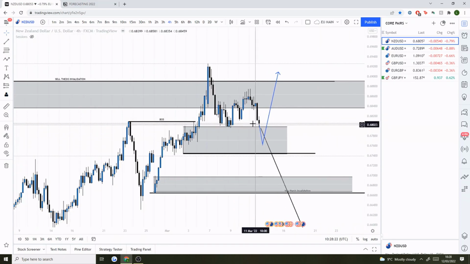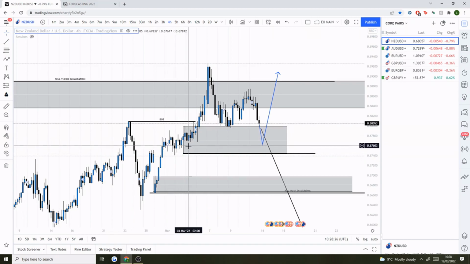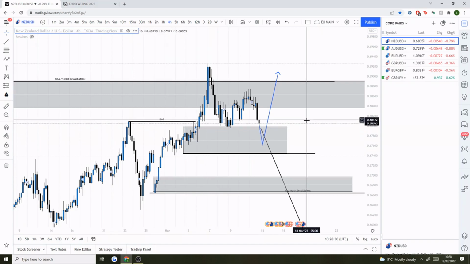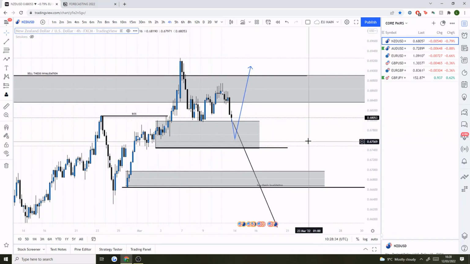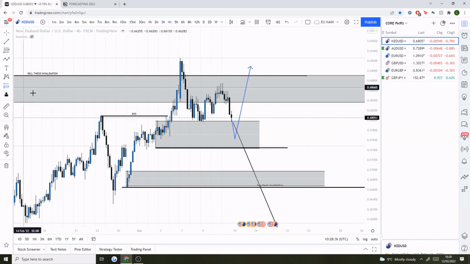So looking at this actual move, what we've had is price has pushed up from this area here. So this is where the institutional orders are. And then we're now retracing back into it. So from a 4-hour perspective, I think it's absolutely fine to look for buys out of this area.